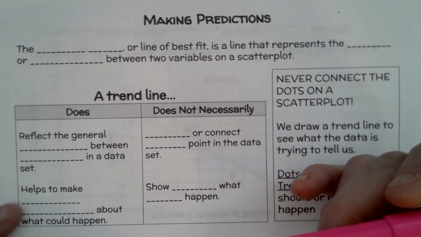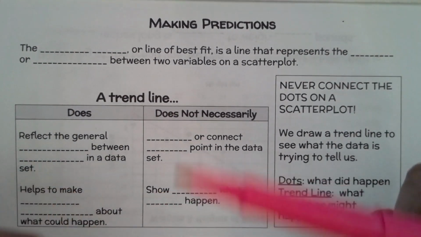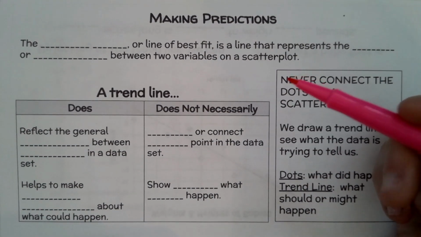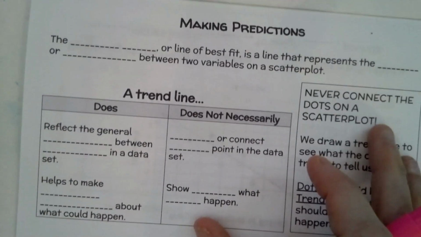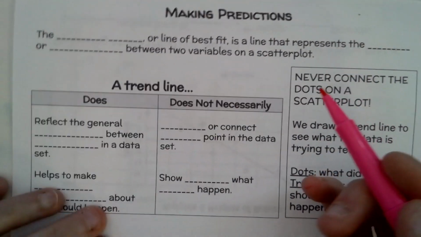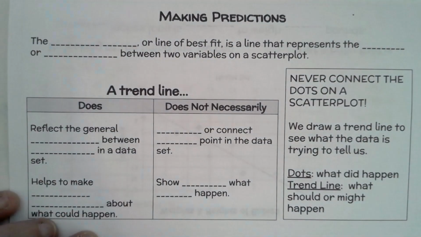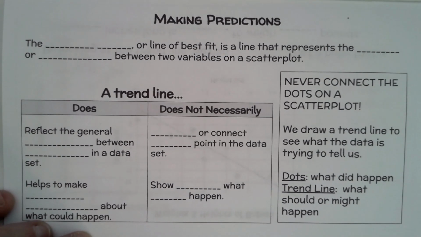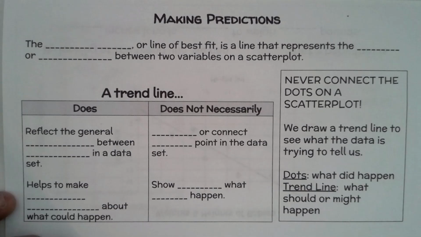Okay, so today we're going to talk about how we make predictions when we have a scatter plot, when we have data. So we're going to talk about making predictions. We're going to figure this out together, y'all, because I'm not sure what these blanks are, but let's go on a journey together, shall we?